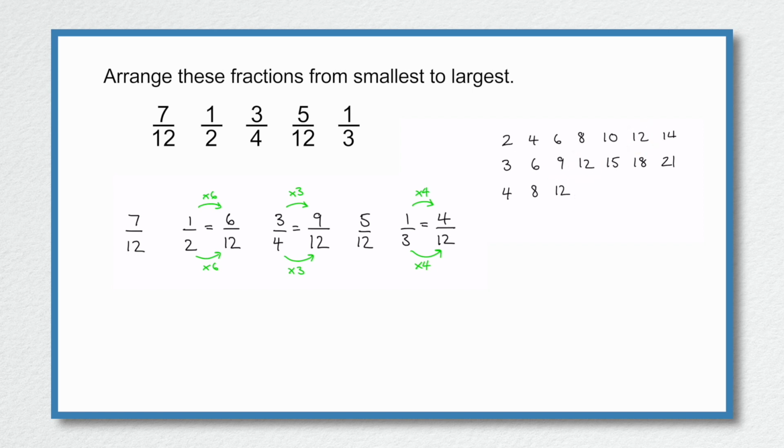So writing these fractions out of 12 in order, we have 4/12, 5/12, 6/12, 7/12, and 9/12. So writing the original fractions in order of size smallest to largest, we have a third, 5/12, 1/2, 7/12, and 3/4.